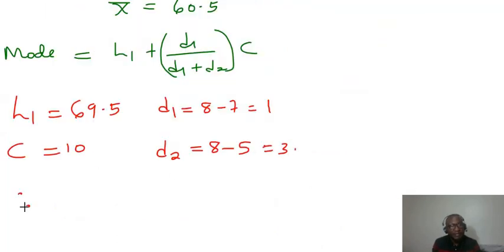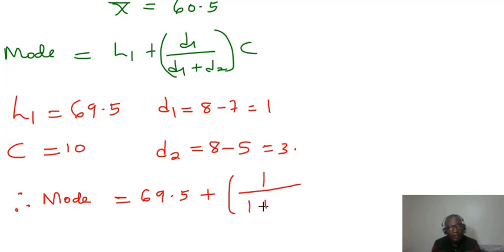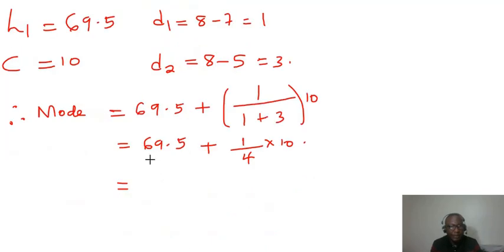So from here we see that the mode is equal to 69.5 plus 1 divided by 1 plus 3, times the class width, which is 10. When you compute this, it is 69.5 plus 1 all over 4 times 10. So this is 69.5 plus 2.5. When you compute this, we get the mode as 72.